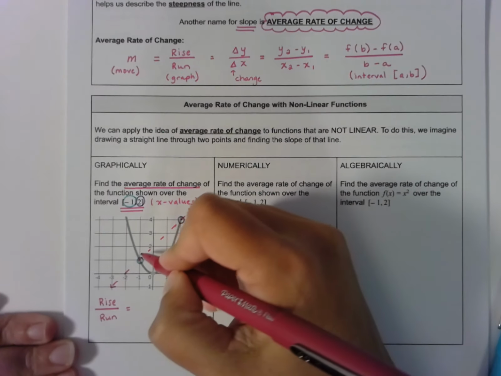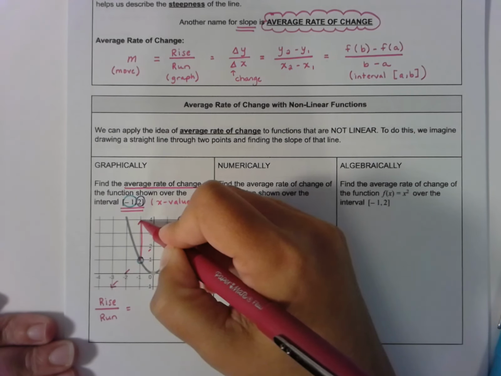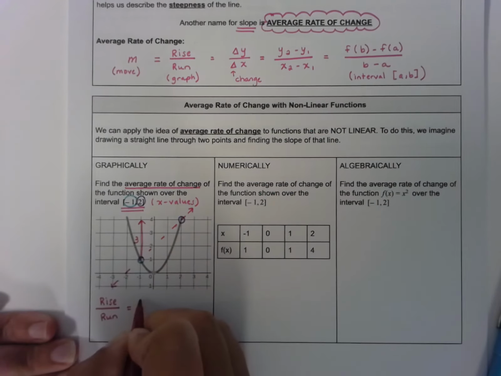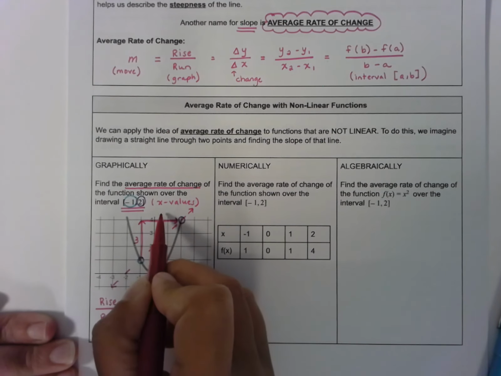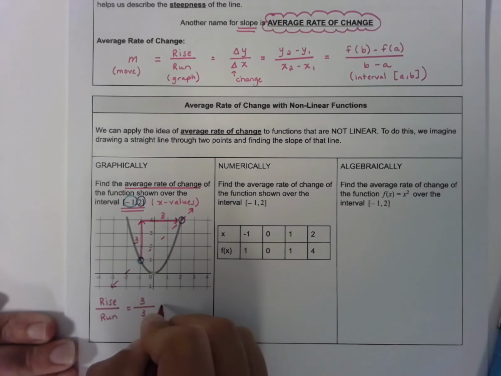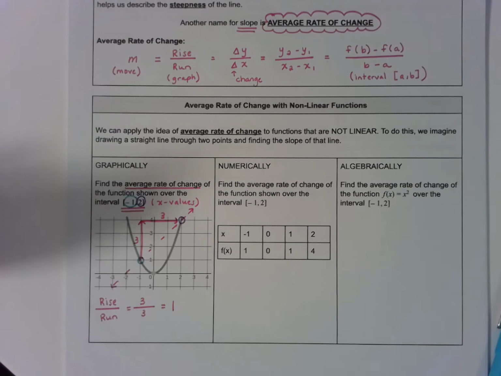which means I would count by rising 3 and then running 3, which means the slope is +1. So the average rate of change between those 2 points would be +1.